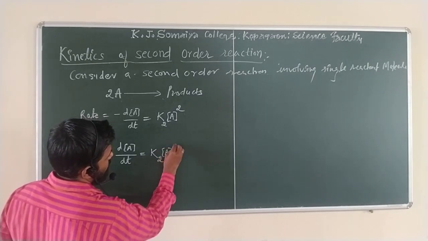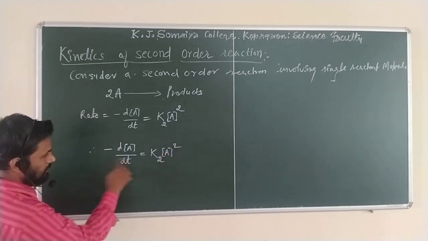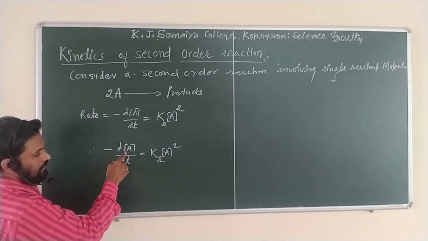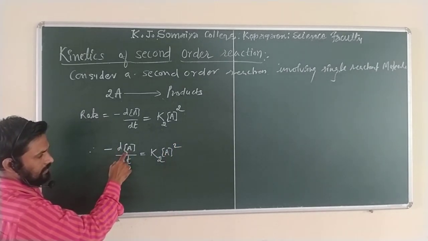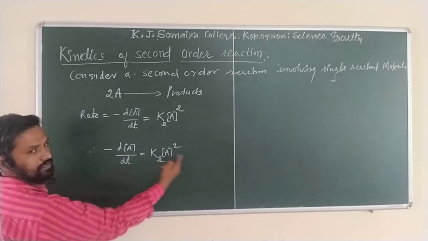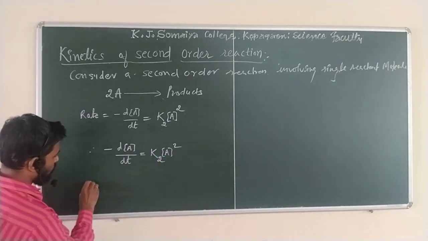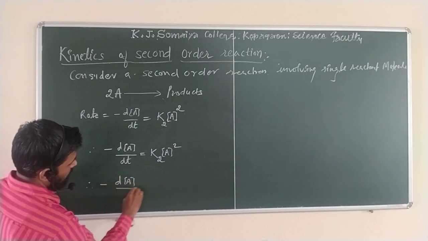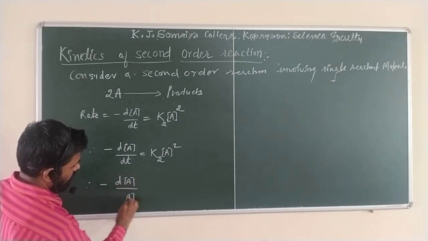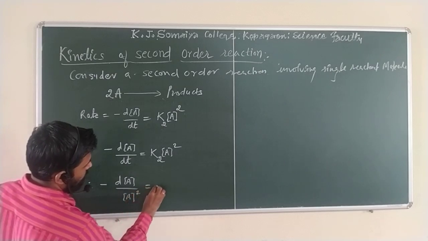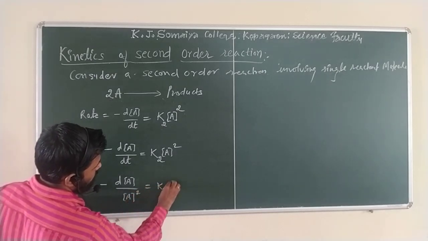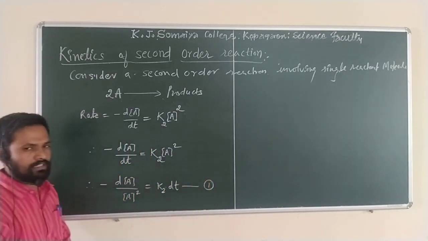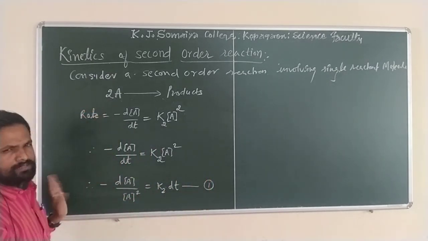Here write this as the concentration. So can I rearrange this? Because we are going to integrate now. The small change in the concentration is kept on one side, and time t is taken to the right hand side. Therefore minus dA upon A square is equal to K2 dt. Say this as equation number 1. This equation is very important.